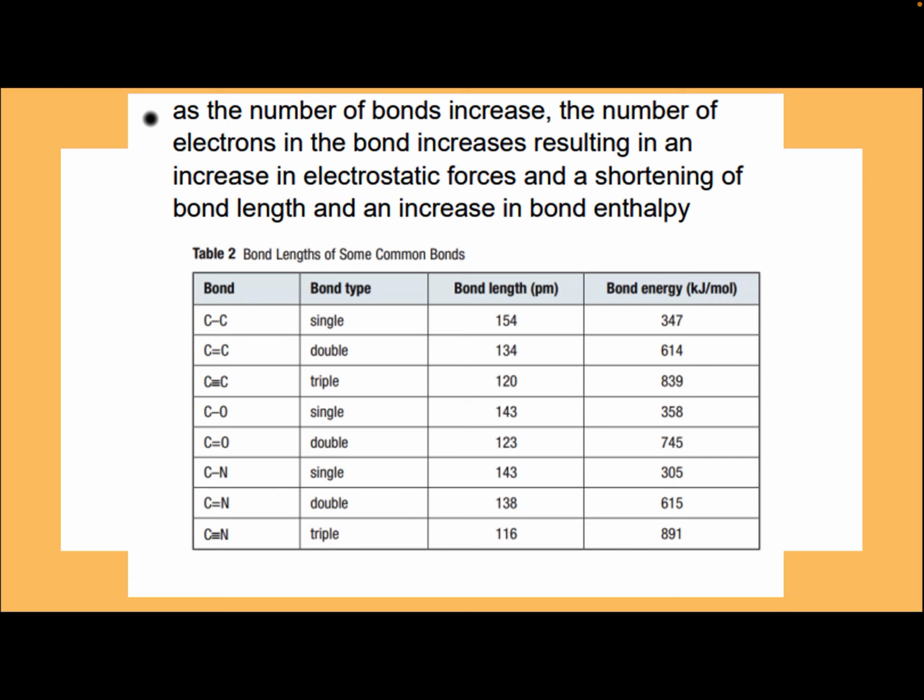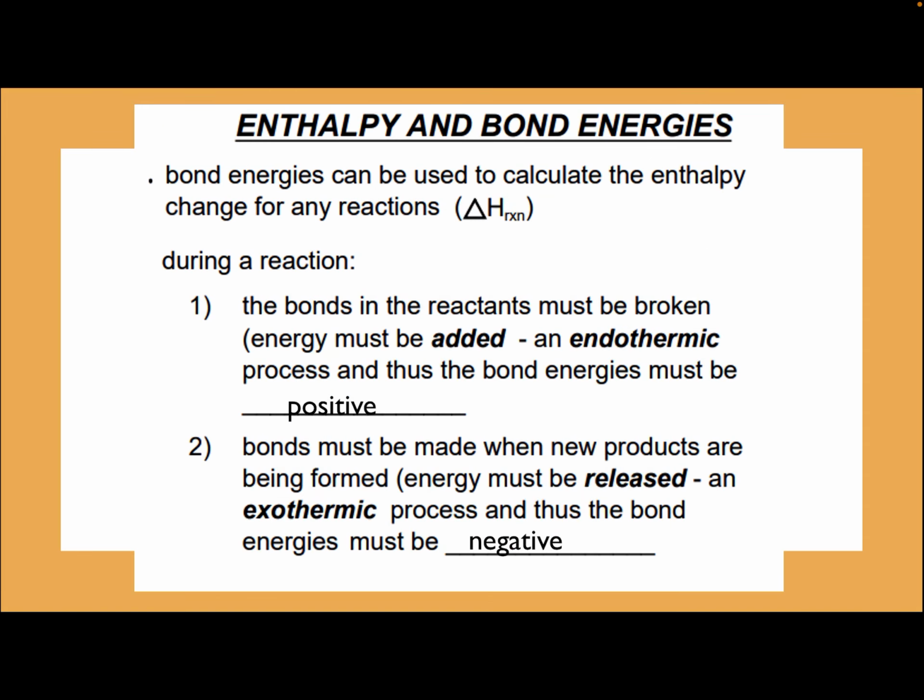And as you can see, the larger the bond type, the larger the bond energy is, but on top of that, the bond length decreases. So if we compare the bond types here, with an increase in bond type there is an increase in bond energy, but the bond length decreases. So that's important to remember here.